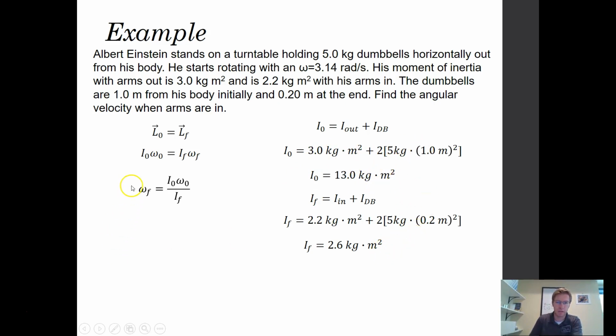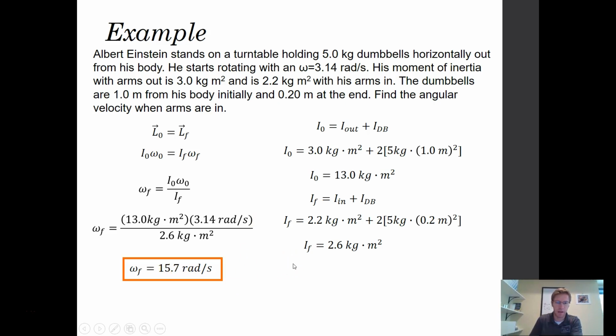So now we can go ahead and solve for omega final by taking our initial angular momentum and dividing it by the final moment of inertia, plugging in your values. You should find that it's equal to 15.7 radians per second, which I believe is about 5 pi. So boom, box worthy. Einstein's really spinning quite rapidly.